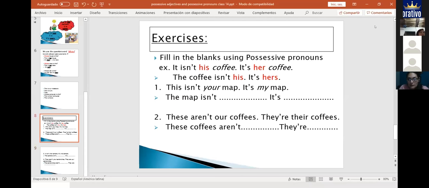Rutilio, can you do number one, please? Can you read everything? Rutilio? No? All right. A ver. It's my map. Okay. The map isn't yours. Very good. It's mine. The map isn't yours, it's mine. Very good, nice, well done. Thank you, Rutilio, very good.